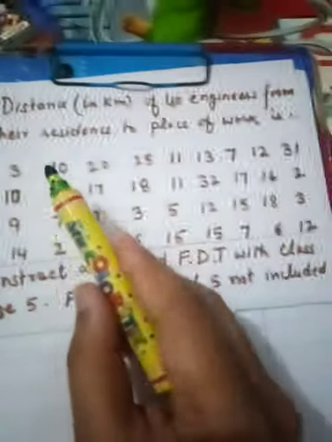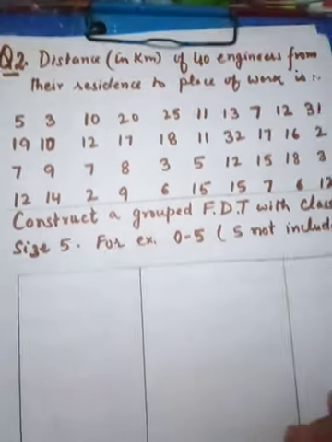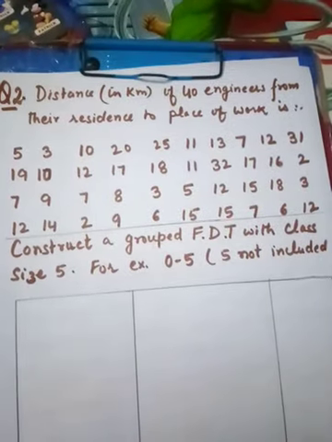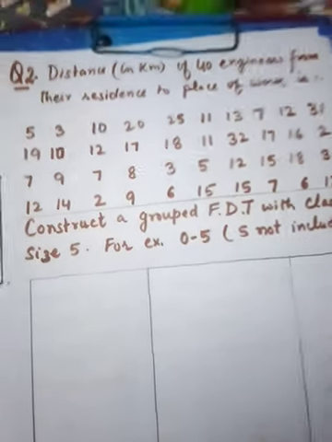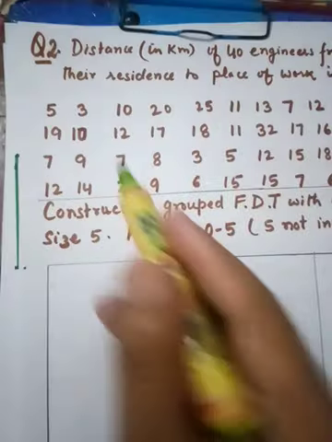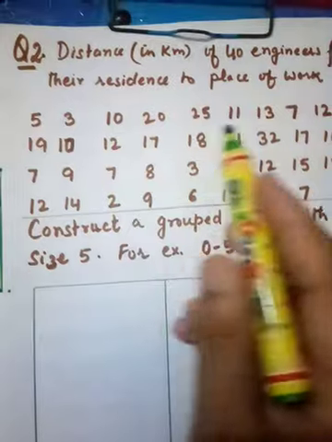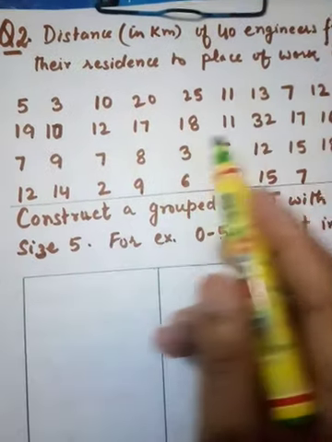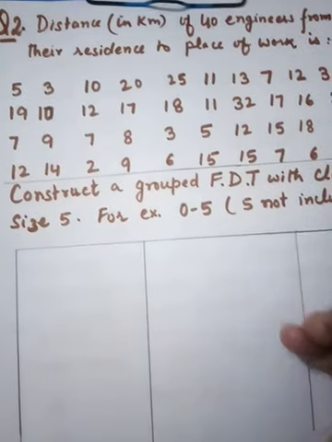The distance in kilometers of 40 engineers from their residence to the place of work is given as. You are given the distance, how much distance the engineers have to travel from their home to their place of work. Okay, so it's given over there 5, 3, 10, 20, 25. These are all in kilometers. So this much distance the 40 engineers are traveling from their home to their place of work.